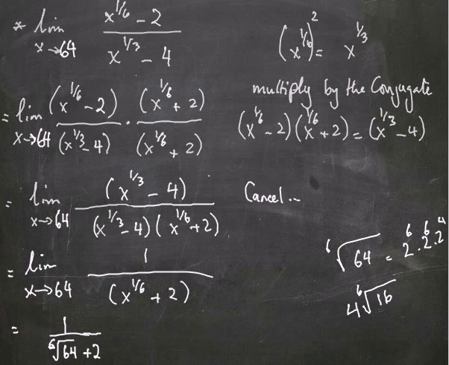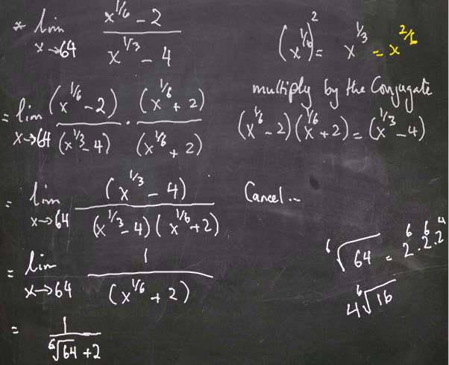Another example about substitution. The limit of x power 1 over 6 minus 2, over x power 1 over 3 minus 4, as x approaches 64. So here I can quickly notice that if I square x power 1 over 6, it will become x power 1 over 3, because you multiply the exponents. So x power 1 over 6 times 2 is x power 2 over 6, which is x power 1 over 3.